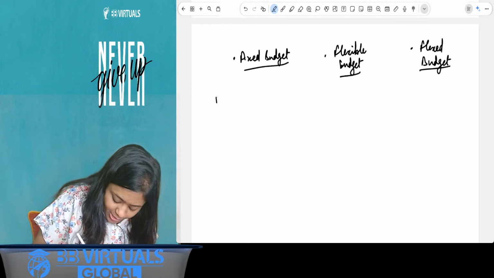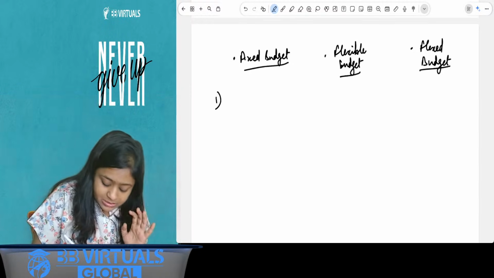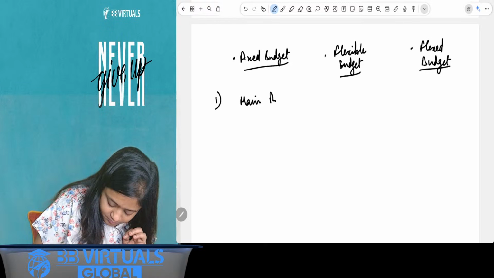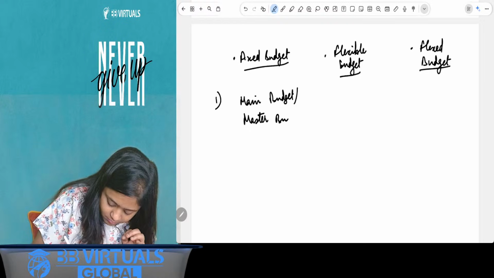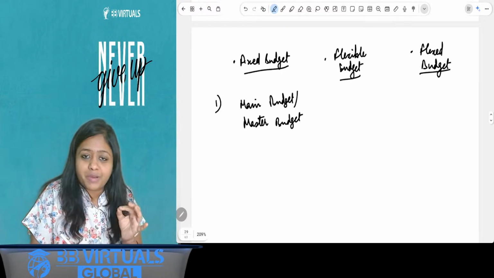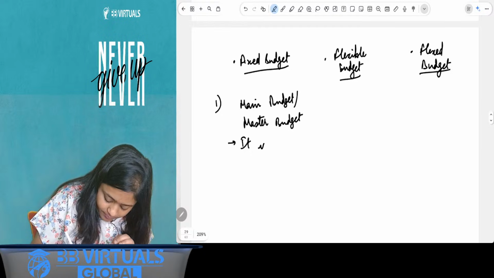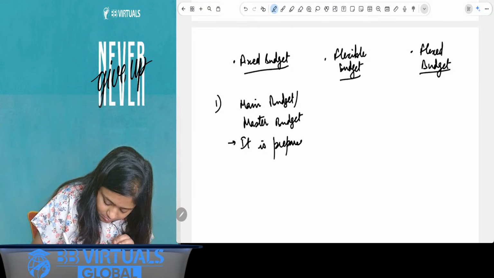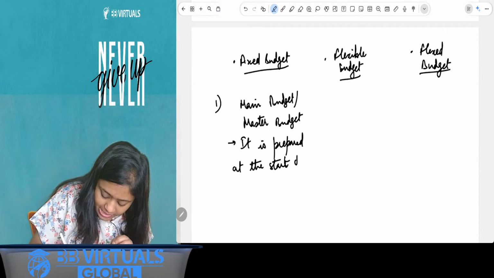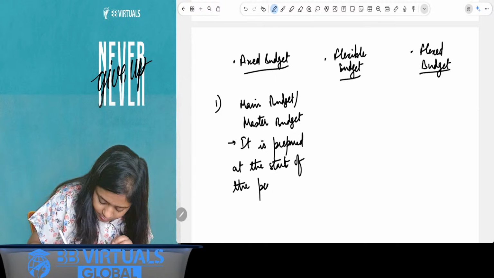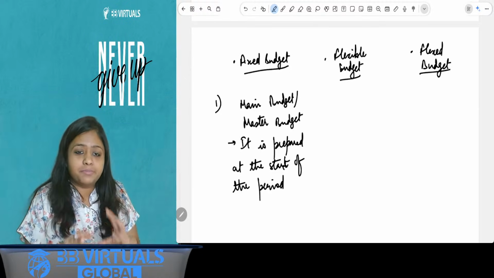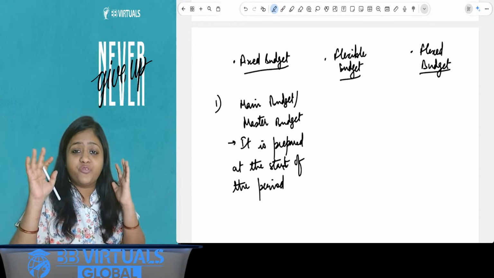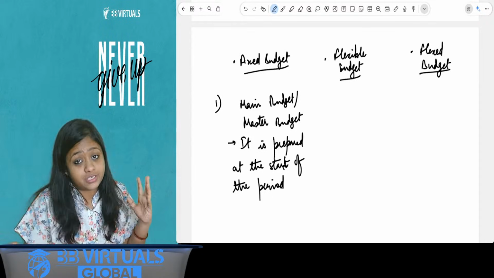And I will give you the key summary points that you need from exam point of view. Number one, the first difference between the three types of budgets. The fixed budget is the main budget, or we call it the master budget. So what is the use of a master budget? It is prepared at the start of the period only. Okay, it is prepared at the start of the period only, so it is a master budget that will remain throughout the period like a fixed budget. It will never ever change.